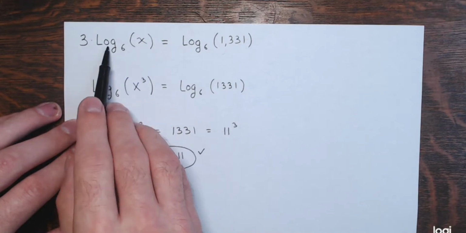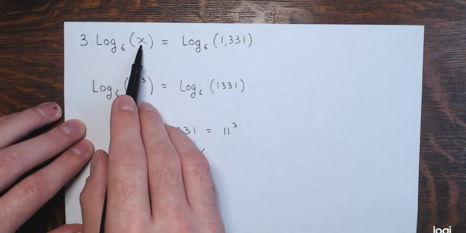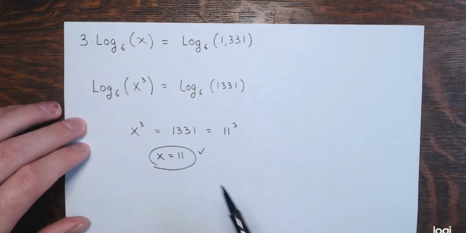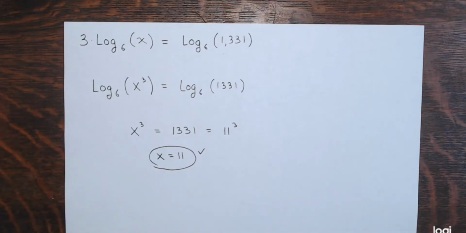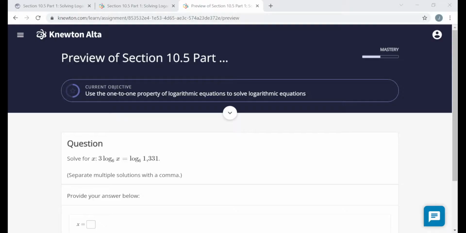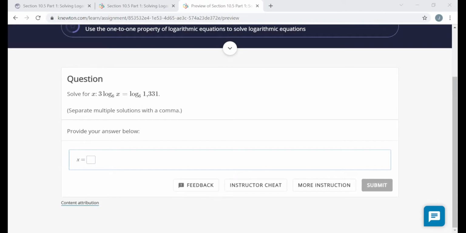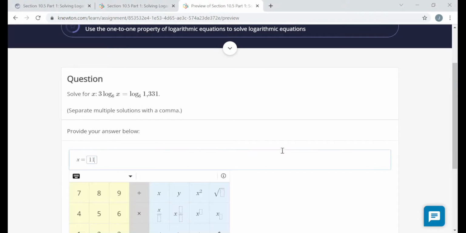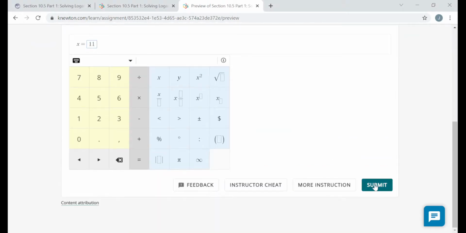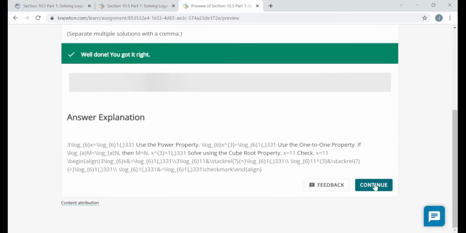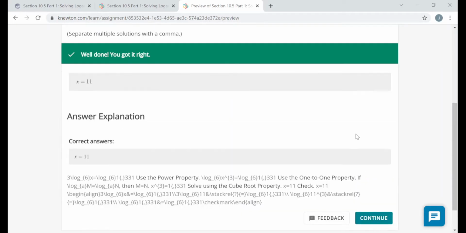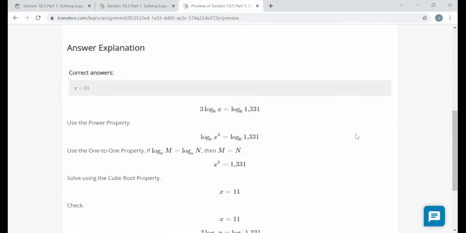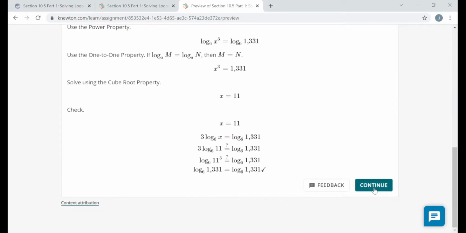The log base 6 of 11. 11 is a positive number, so you can actually use it. Great. So x is 11 satisfies that equation. And again, you can use a calculator if you want to check both sides, see if they're actually the same value once you plug in 11. Okay. Next question.